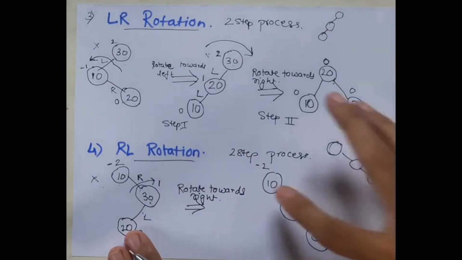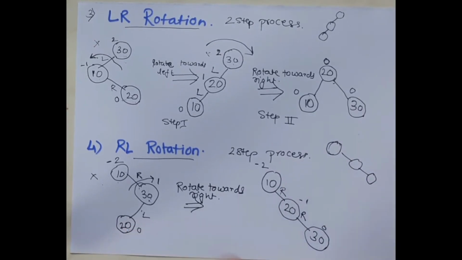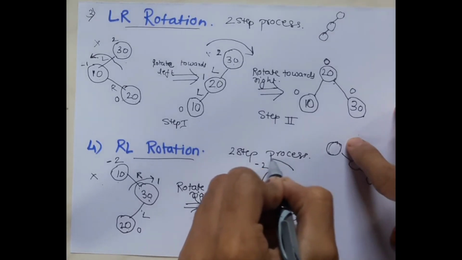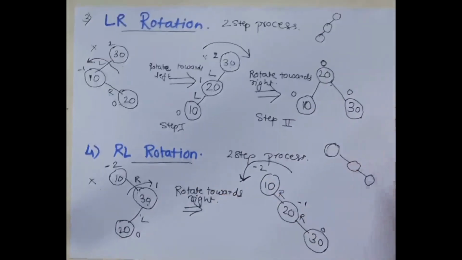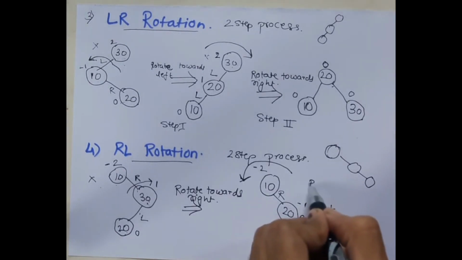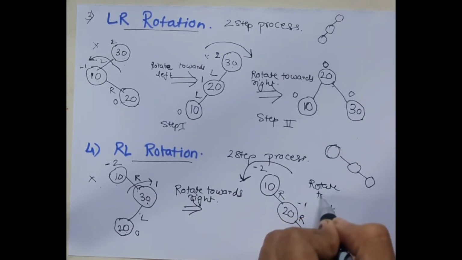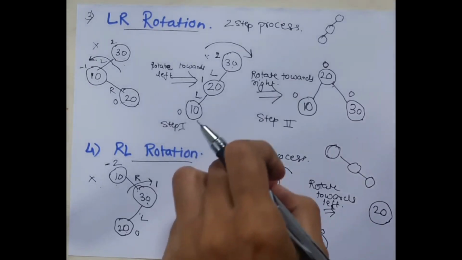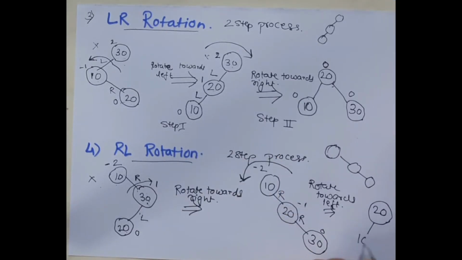We have already seen RR type of imbalance. So in that case what we do? We rotate the tree towards left. Like this. Rotate towards left. And after that what we'll get? We'll get 20 as the root. Right? 10 will be pulled down. It will become left subtree of 20 and 30 will be to the right of 20.